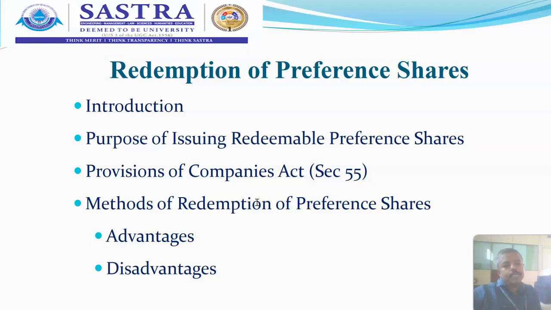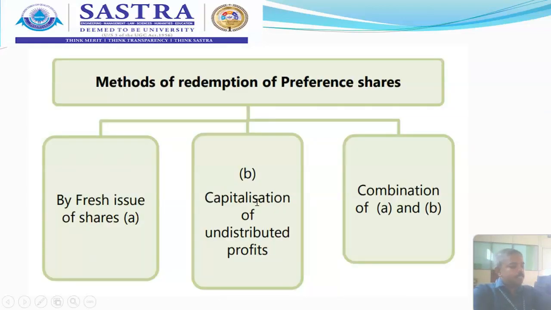So this is a crisp of the provisions of the Companies Act, that is under Section 55, laid out for the purpose of redeeming the preference shares only. The detailed explanation is made available. Please go through that, and let me take you to the fourth point, which means the methods of redemption of preference shares. So what are the methods to be followed in the redemption of preference shares?